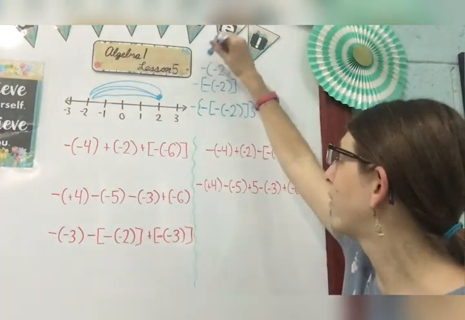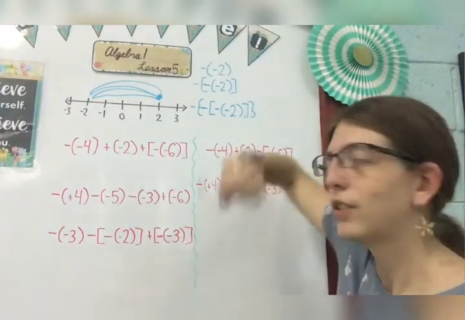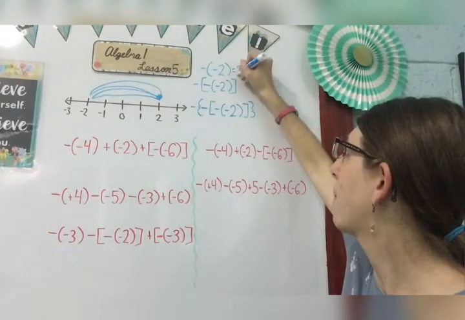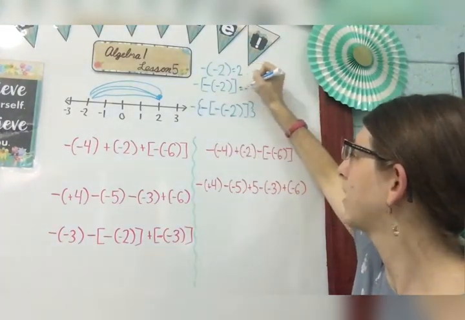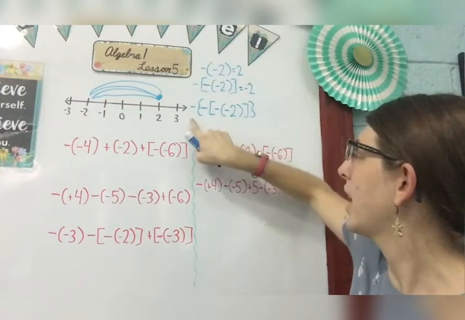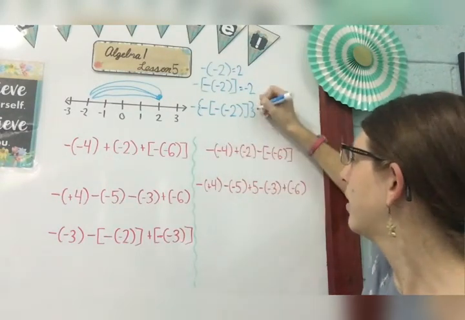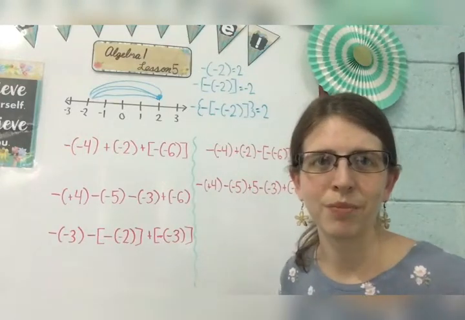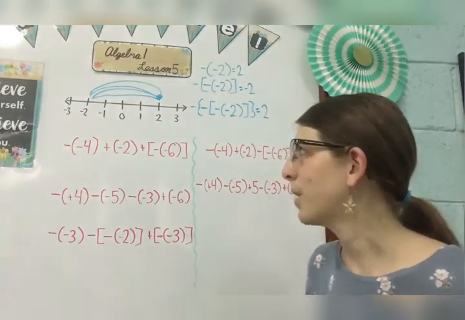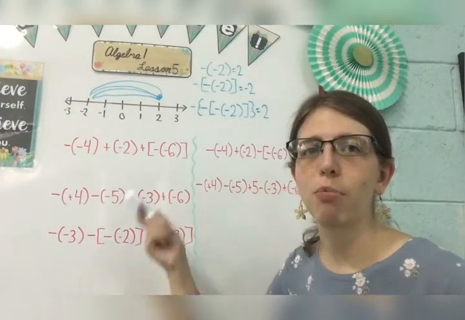So here I have 2 negative signs, so that means I really have a positive 2. Here I have 3 negative signs, so that means I have a negative 2. Here I have 1, 2, 3, 4 negative signs, so my answer is a positive 2. Just like that. So now I can use that information to solve problems that look like this.